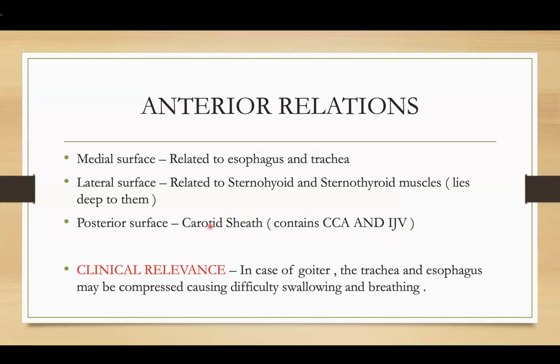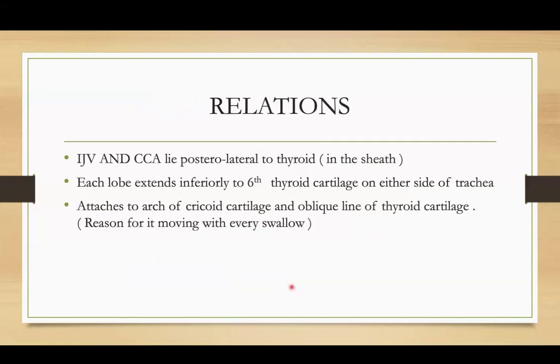This is what's within the carotid sheath, and it's clinically relevant because in cases of goiter, which is the swelling of the thyroid gland, the trachea and esophagus may be compressed, causing difficulty swallowing and breathing, because the swelling is compressing them. And I have a diagram, hopefully you'll see it in a minute, on the next slide. As I said, the IJV and the CCA, internal jugular vein and common carotid, lie posterior lateral to the thyroid in the carotid sheath.